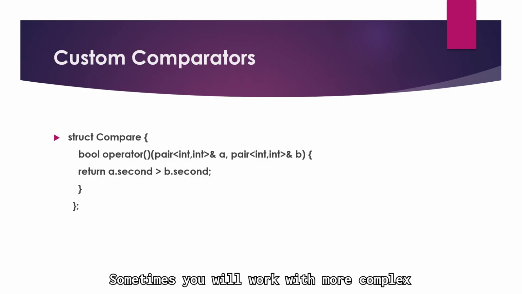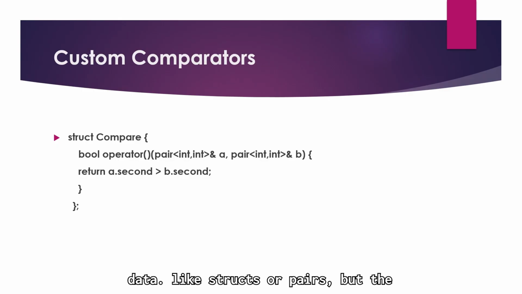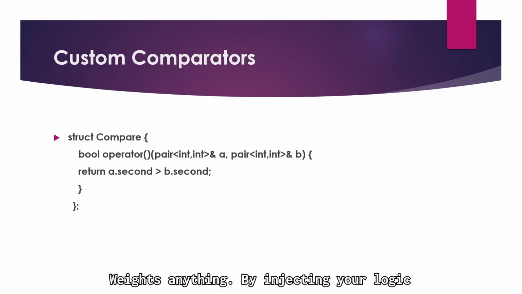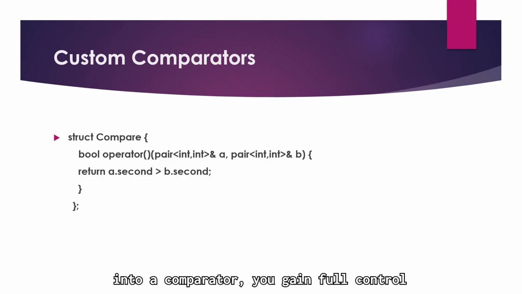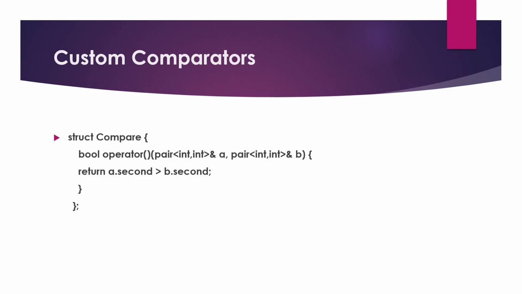Sometimes you will work with more complex data like structs or pairs, where the default comparison isn't enough. That's where custom comparators shine. A comparator is simply a callable object, typically a struct with an overloaded operator(). This function takes two elements and returns true or false based on your custom priority rules. You might want to prioritize by deadlines, scores, weights, anything. By injecting your logic into a comparator, you gain full control over how elements are ordered in the queue.